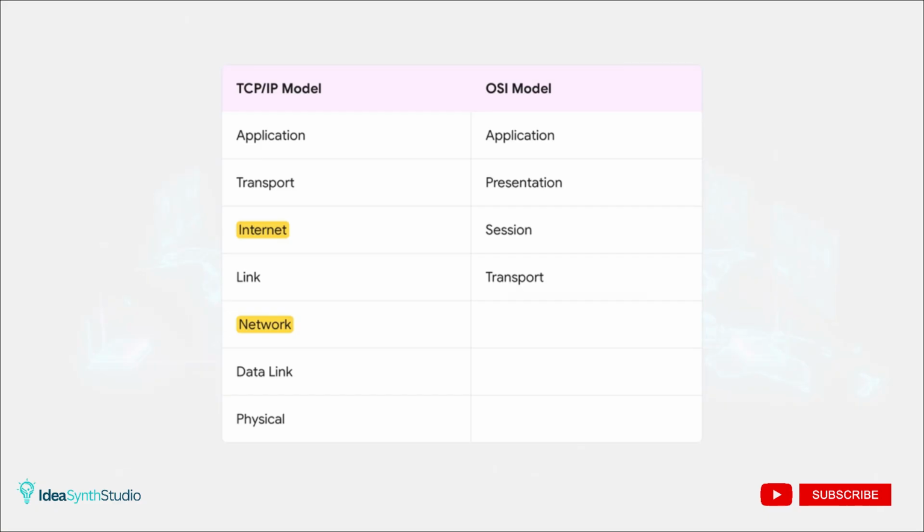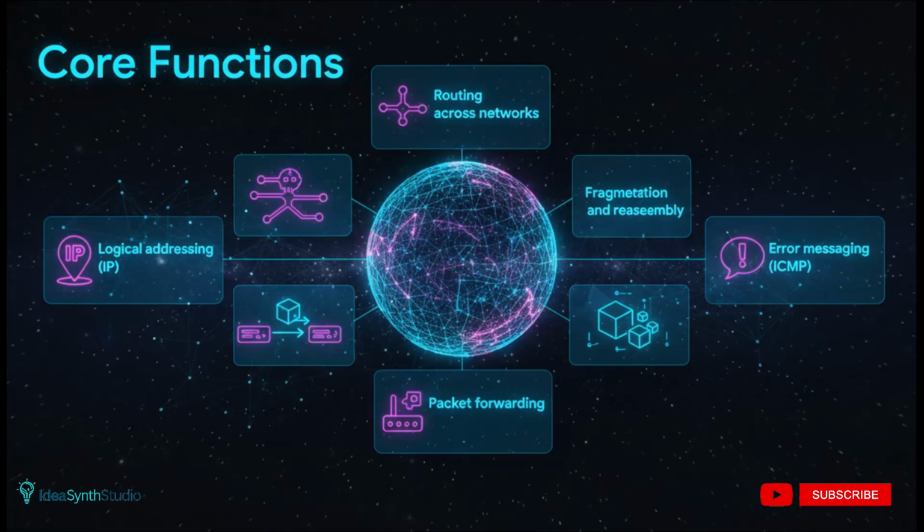Now, for all you networking fans out there, you'll know that the internet layer in the everyday TCP/IP model lines up perfectly with the network layer. That's layer 3 in the more academic OSI model. Either way you slice it, this is the crucial middleman that stitches all the world's different networks together to form the internet.